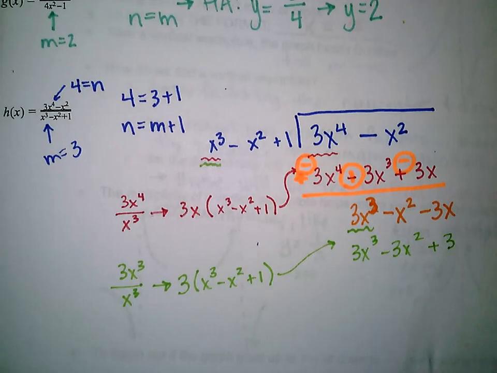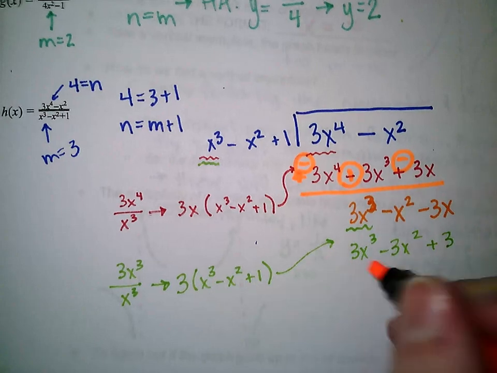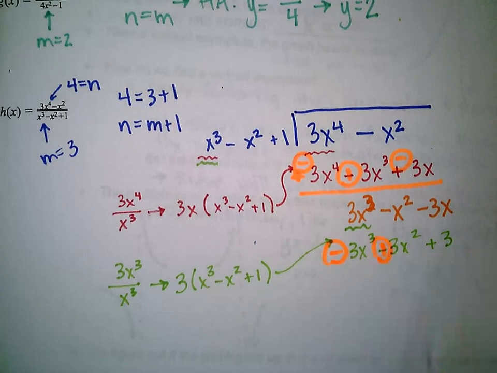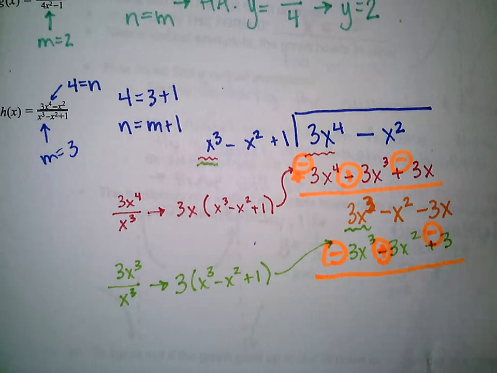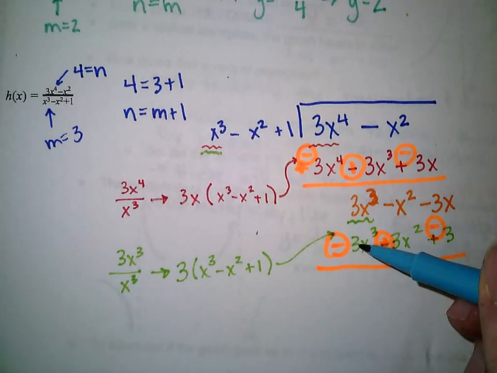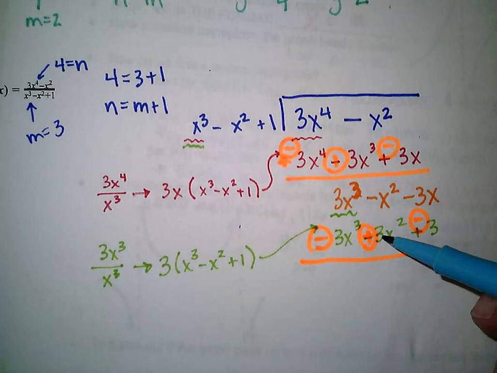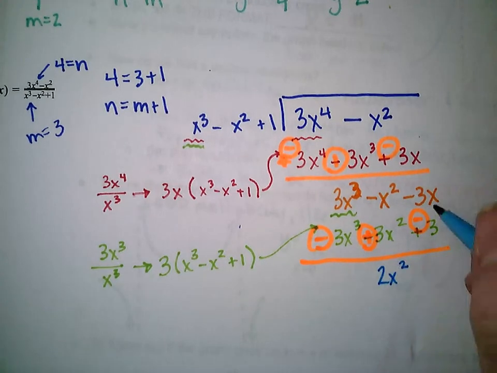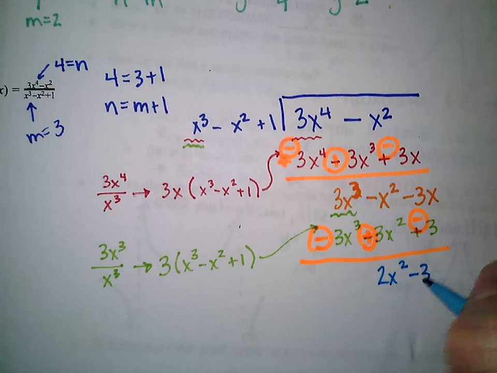And then again, I'm going to change all the signs. So this now becomes negative, this becomes positive, this becomes negative. And I'm going to add straight down. Three x cubed and negative 3x cubed, those cancel. 3x squared minus x squared is 2x squared. And then nothing for negative 3x to combine with, and negative 3 there.